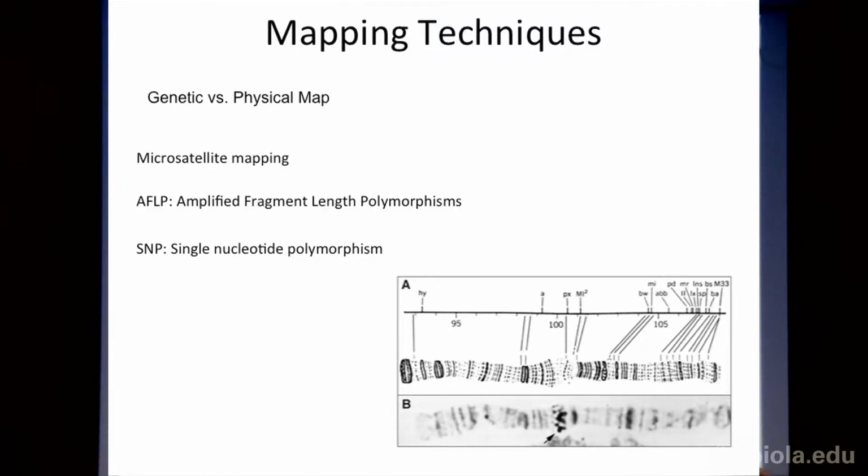So these two are kind of generic methods. They're just looking for sizes, and we're not really concerned too much with the actual sequence. Single nucleotide polymorphisms, we're actually going to have to look at a sequence, okay?